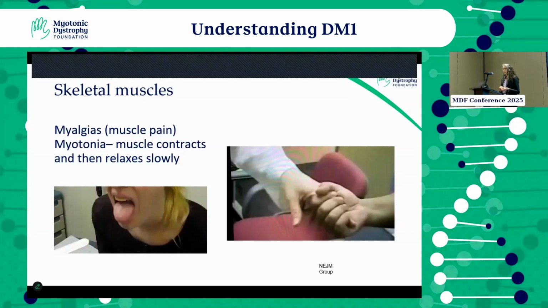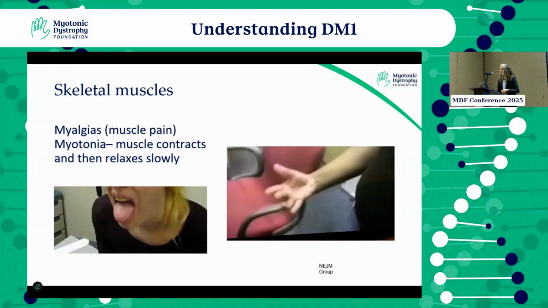Skeletal muscle symptoms include myalgias, or muscle pain, which can feel like crampy muscles, achy muscles, and then the myotonia, which we saw in the video earlier. And this is a phenomenon where the muscle contracts and then really slowly relaxes back into that position. Oftentimes when you hear about myotonia, it may refer to grip myotonia, which is what this video is showing. So a person is being asked to squeeze the fingers, and then they're asked again to quickly let go of the fingers. And you can see what happens with that.